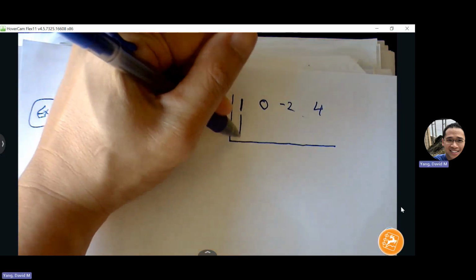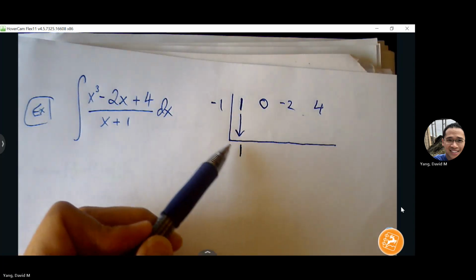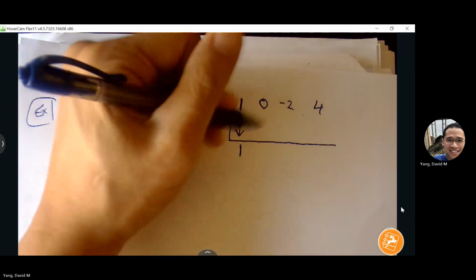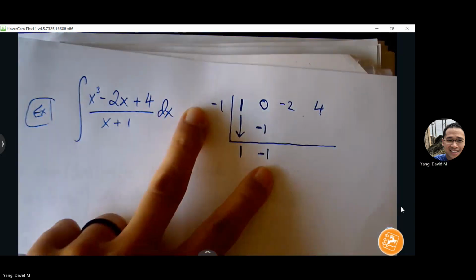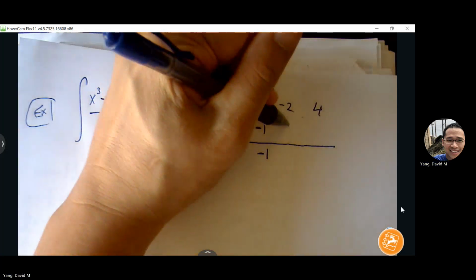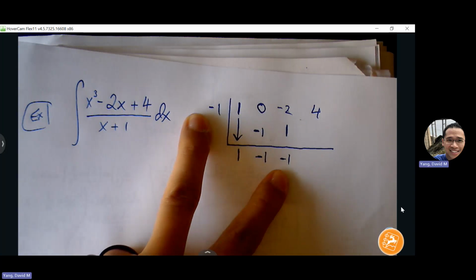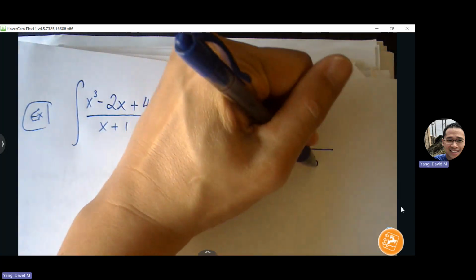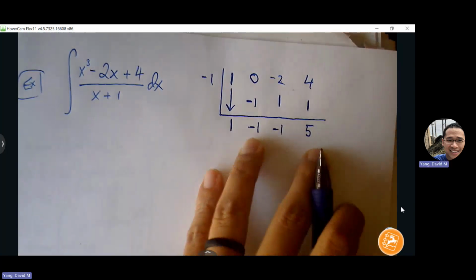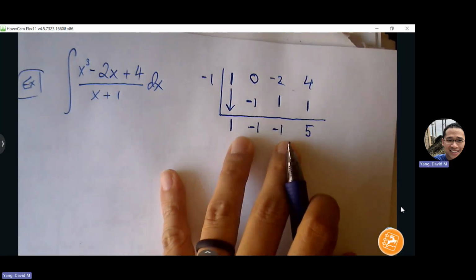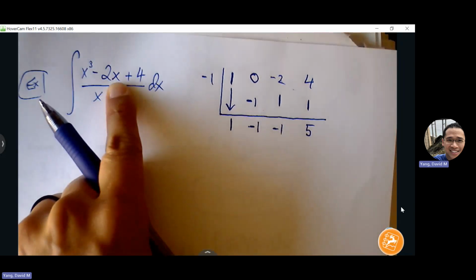Okay, drop the first number below. Multiply and add. Multiply and add. Multiply and add. We haven't solved the problem. We've just created an equation that will be easier to take the antiderivative of than what we have here.